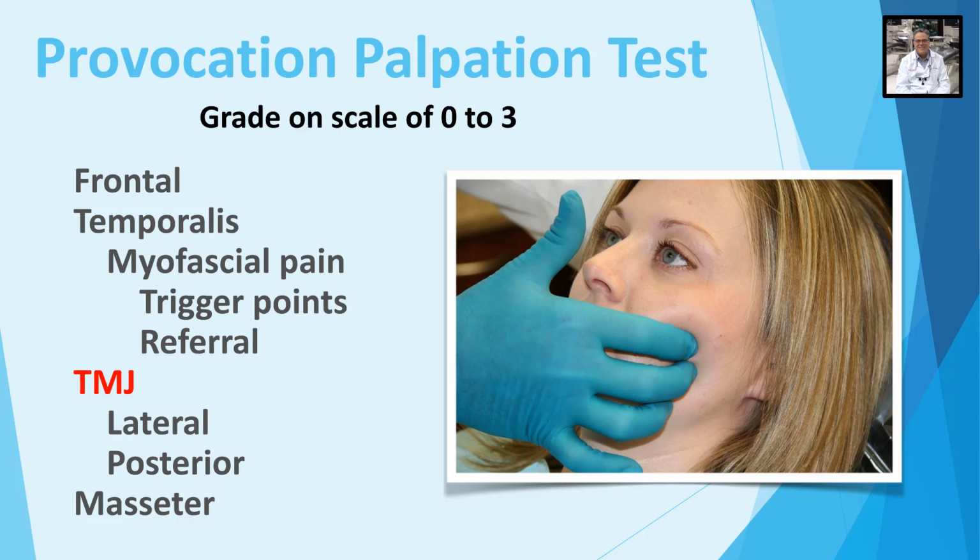Then we'll palpate the TMJ area, and we'll go with the lateral and the posterior, and it's not near as common to have muscle or palpation tenderness in here as compared to the temporalis area. And then we'll finish with the masseter. The same thing. We're pushing firm and we're looking for areas that are painful upon firm palpation.